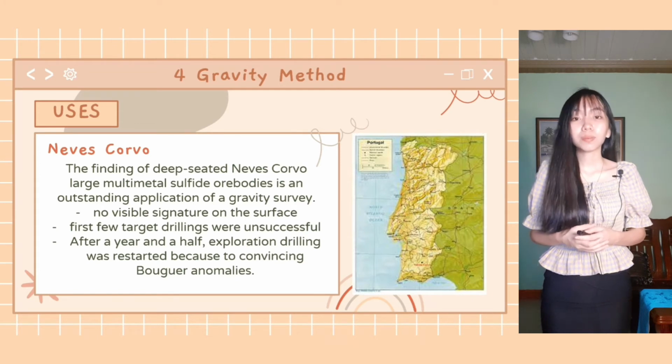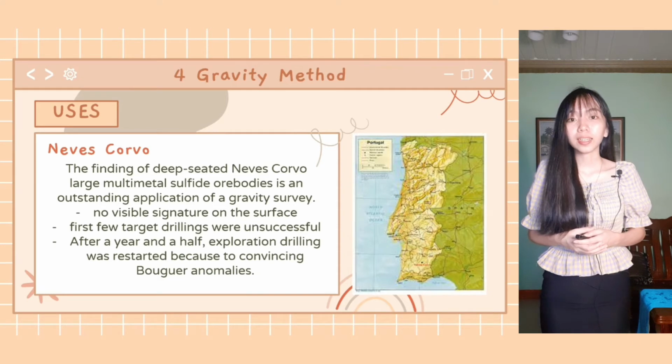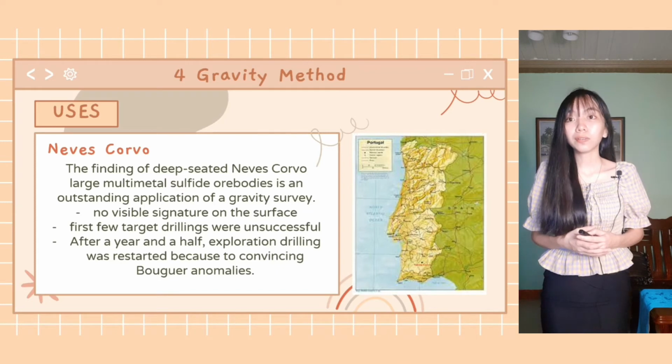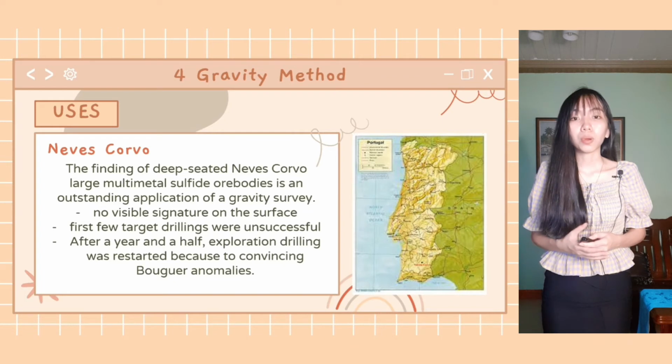The finding of deep-seated Neves Corvo large multi-metal sulfide ore bodies is considered as the most outstanding application of a gravity survey. First, they found no visible signature on the surface, and first few target drillings were unsuccessful. But after a year and a half, exploration drilling was restarted because of convincing Bouguer anomalies. And there they found out about the large multi-metal sulfide ore bodies.